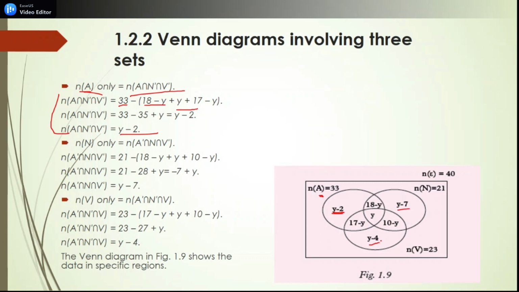Even in Virunga, we take 23, we subtract this one, we subtract this and this. We will find this value for the case of Nyungwe and this value for the case of Virunga. For the case of Virunga, to find this one, you take 23, you subtract this, and then we get this value.